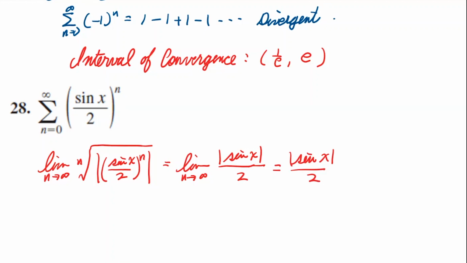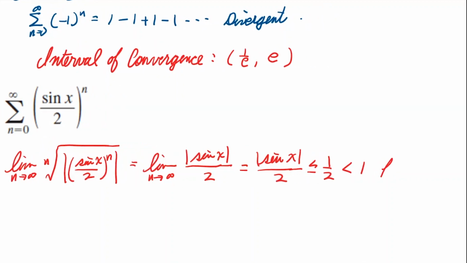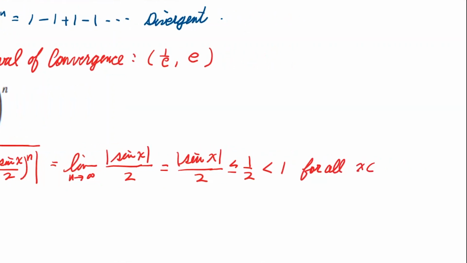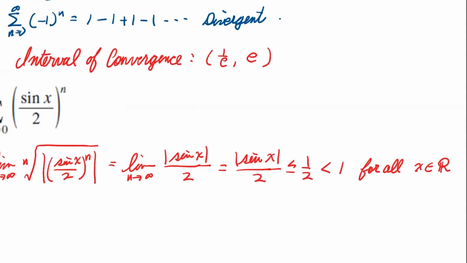So this is just the absolute value of sine x over 2. And then you are thinking, wow, how do you know what that is, right? You don't have to know. I know this is less than or equal to 1/2, correct? Because sine x fluctuates between 1 and negative 1. So the absolute value of that is at most 1 divided by 2. And that's, of course, less than 1 for all real x. Good? How about that? So it converges everywhere. You get it?